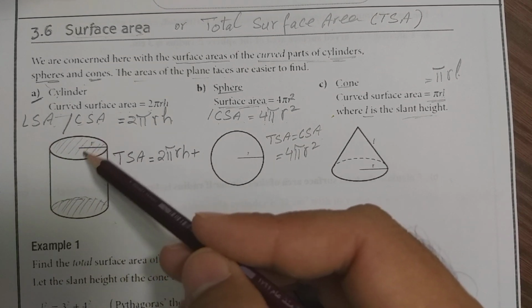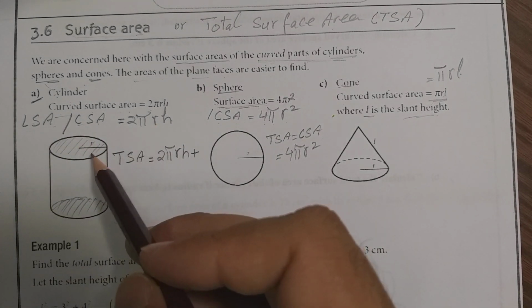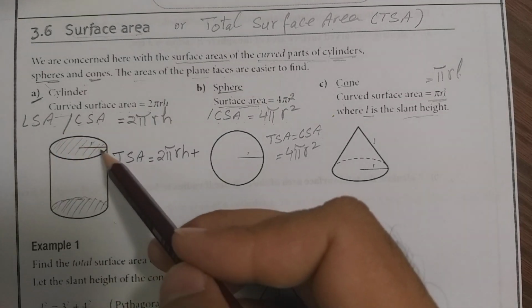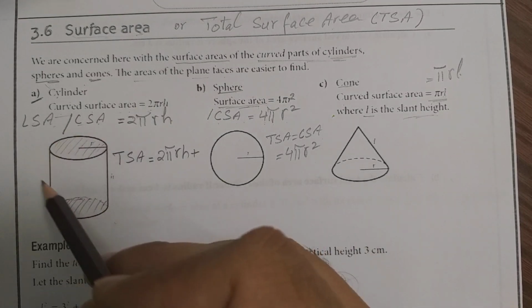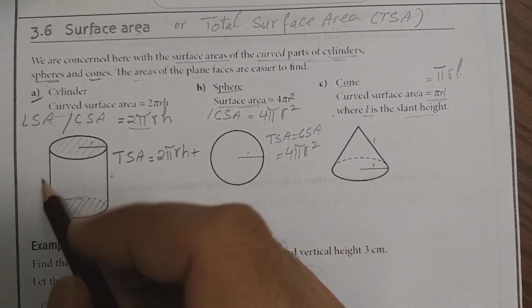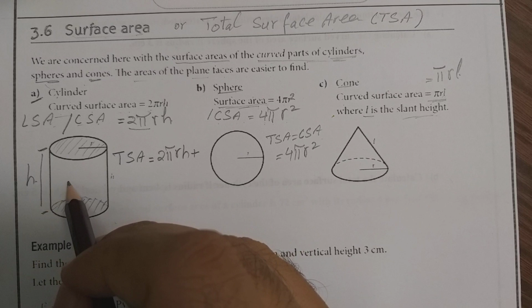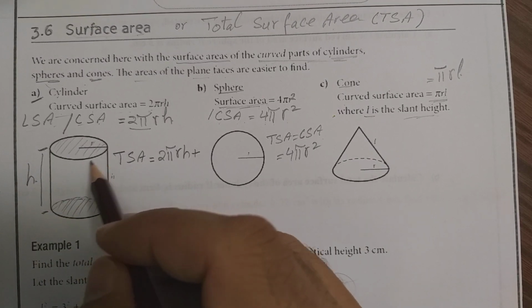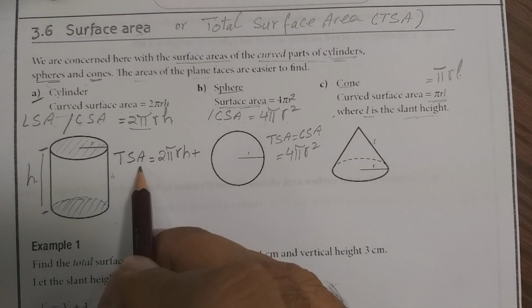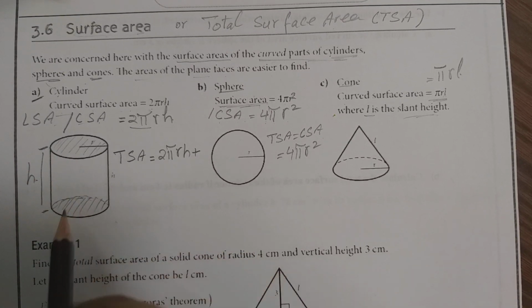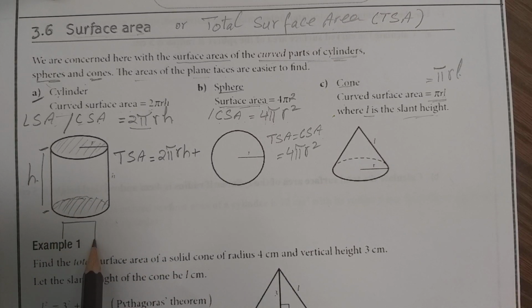So we just ignore the upper end. Here we have the curved part, and the curve looks like a circle, so we know the circumference of the circle is 2 pi r, and the height of the cylinder is h. If you cut the cylinder and open it, it becomes a rectangle.